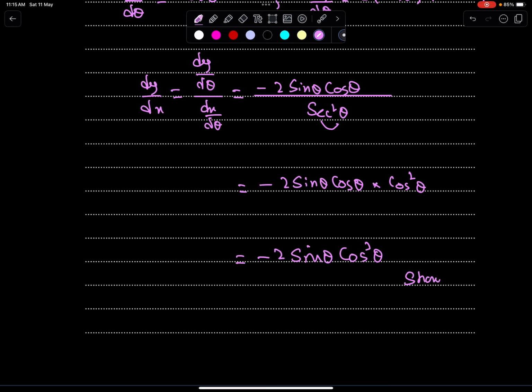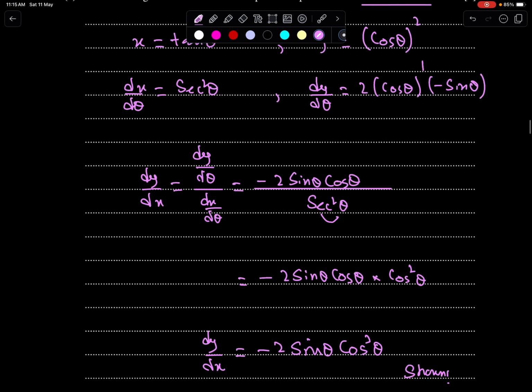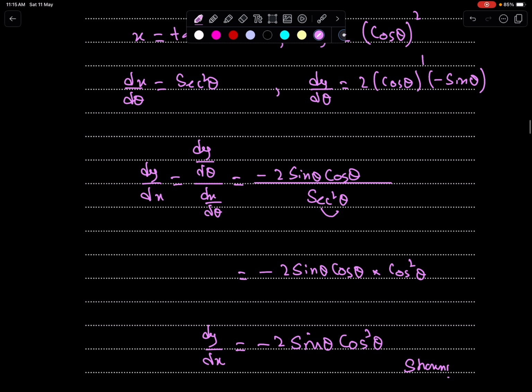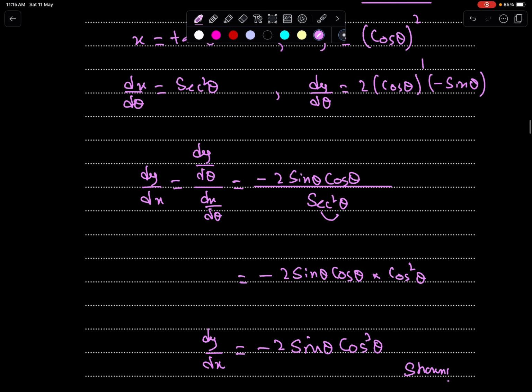So this is the way to differentiate parametric equations for the gradient. Hope this lecture will help you to understand some important concepts of parametric equations.